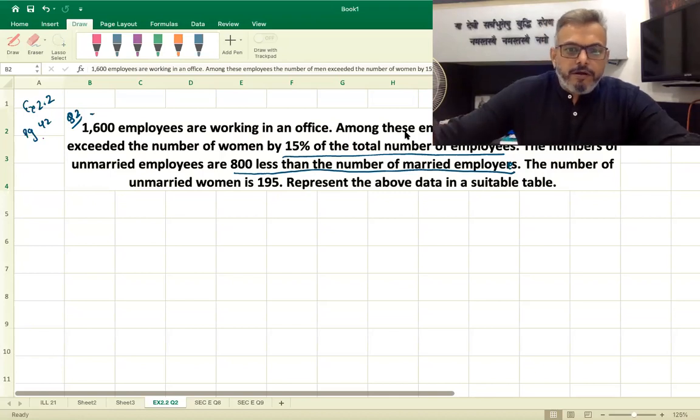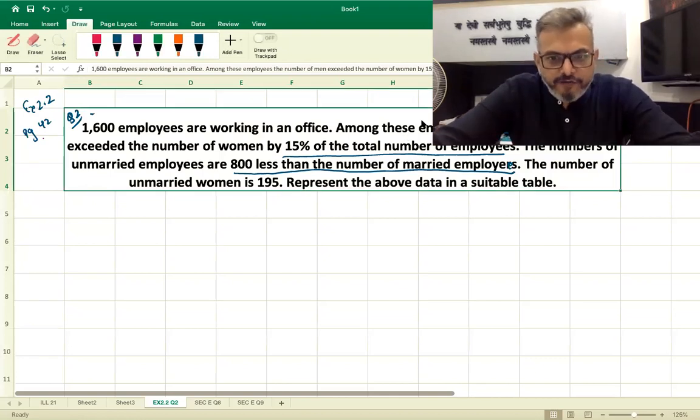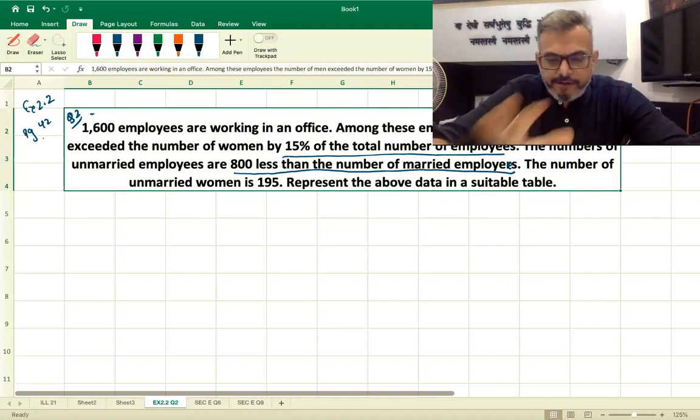Okay, now let's write the heading first. Sir, what does it mean that the number of men exceeded the number of women by 15%? First we make a layout, then we'll go for the sum. I'll solve it, don't worry. I'll explain it to you at that point of time.